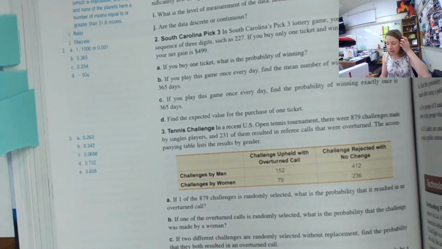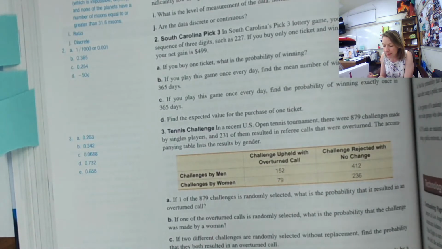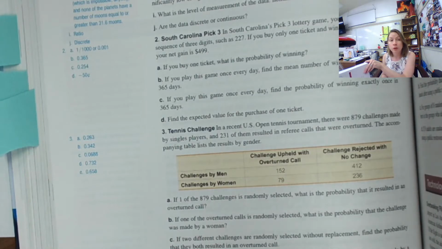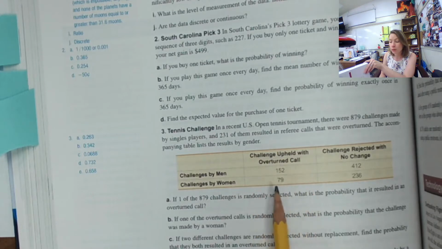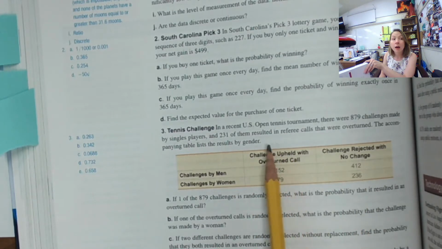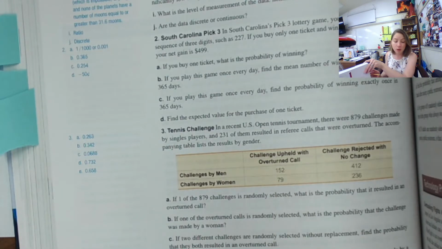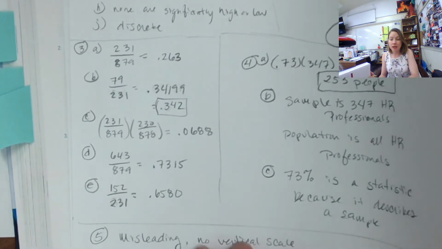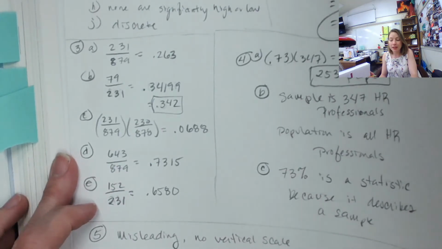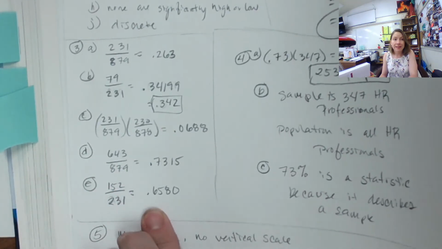And then the last one is if one of the challenges is randomly selected, find the probability that it was made by a man given that the challenge was upheld with an overturned call. So that means that we are once again limiting our sample space. We don't care about all of these, right? It was upheld with an overturned call. That's that piece of information that was given to us, so we know that this is our sample space. And then the probability that it was made by a man is that 152. So I take 152 divided by 231, and that gives me 0.6580.